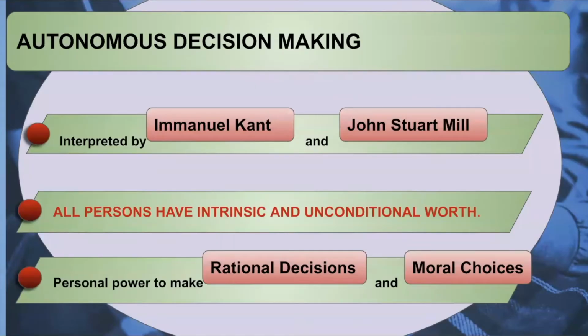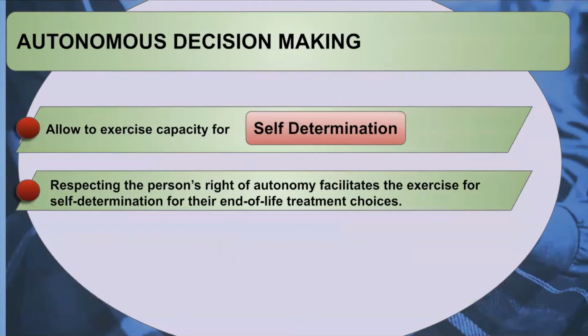The philosophical underpinning for autonomy, as interpreted by Immanuel Kant and John Stuart Mill, and accepted as an ethical principle, is that all persons have intrinsic and unconditional worth, and therefore should have the power to make rational decisions and moral choices. Each person should be allowed to exercise his or her capacity for self-determination. Respecting the person's right of autonomy facilitates the exercise of self-determination for their end-of-life treatment choices.